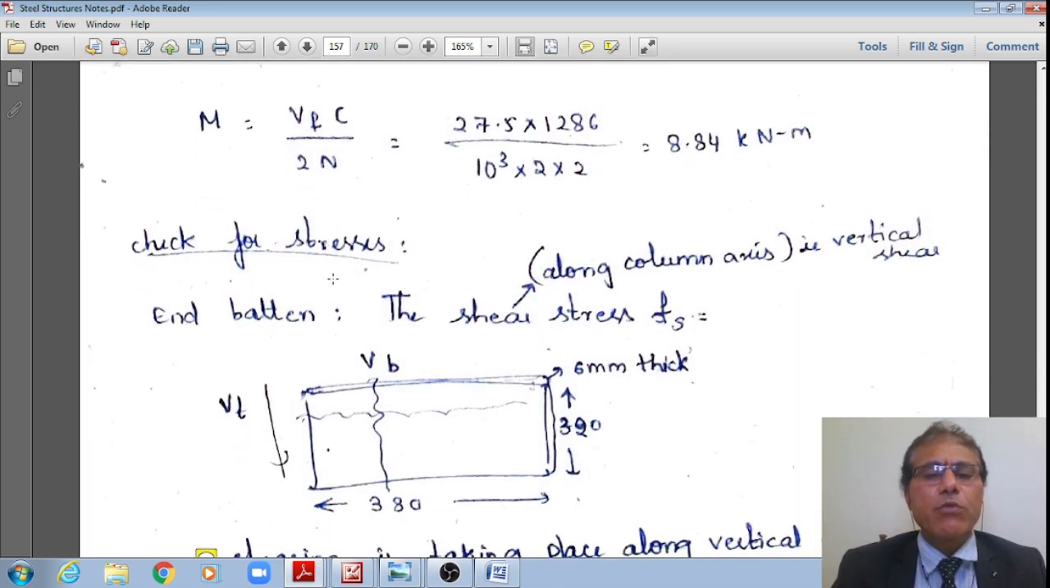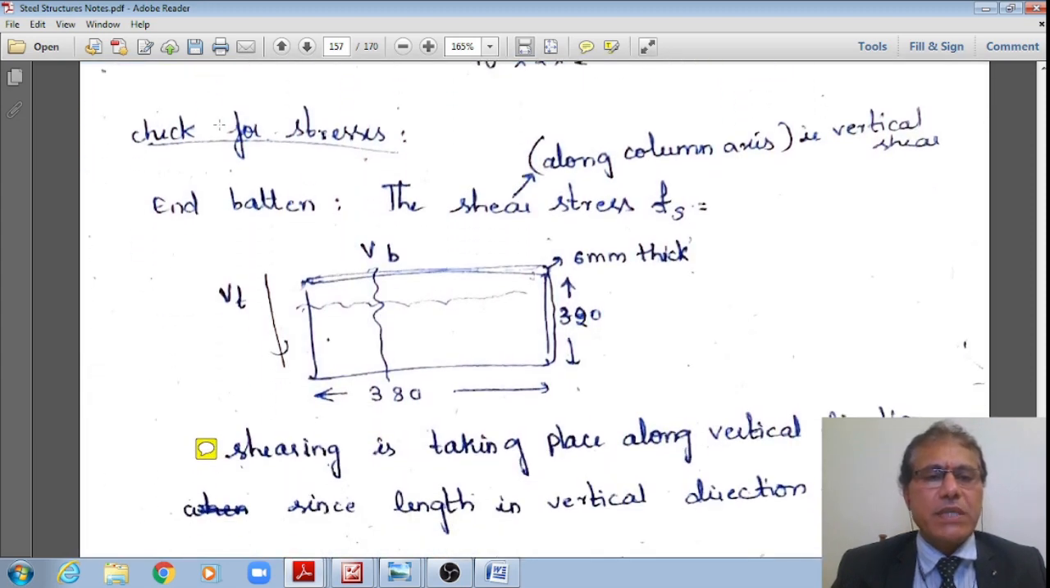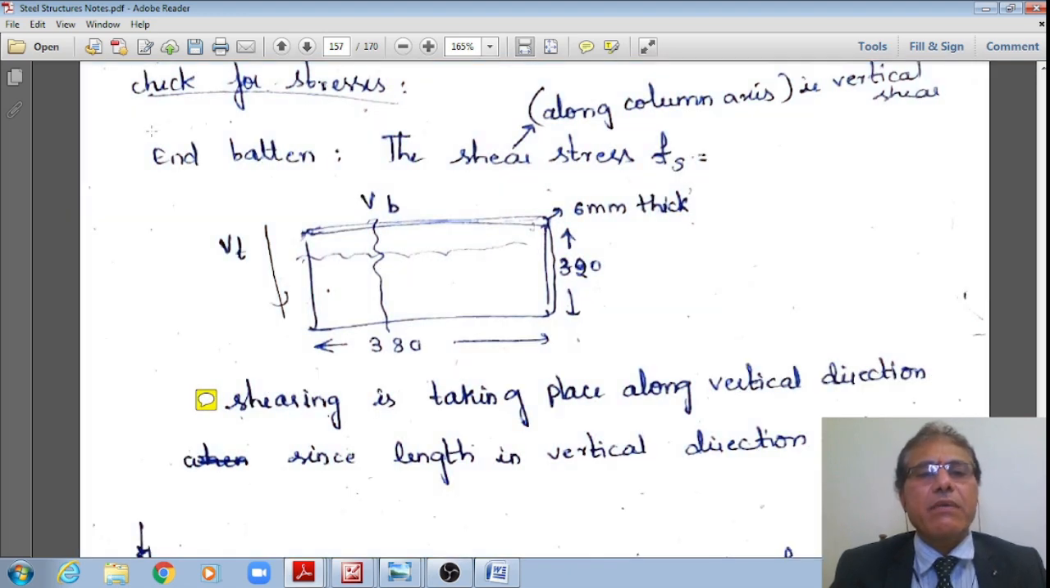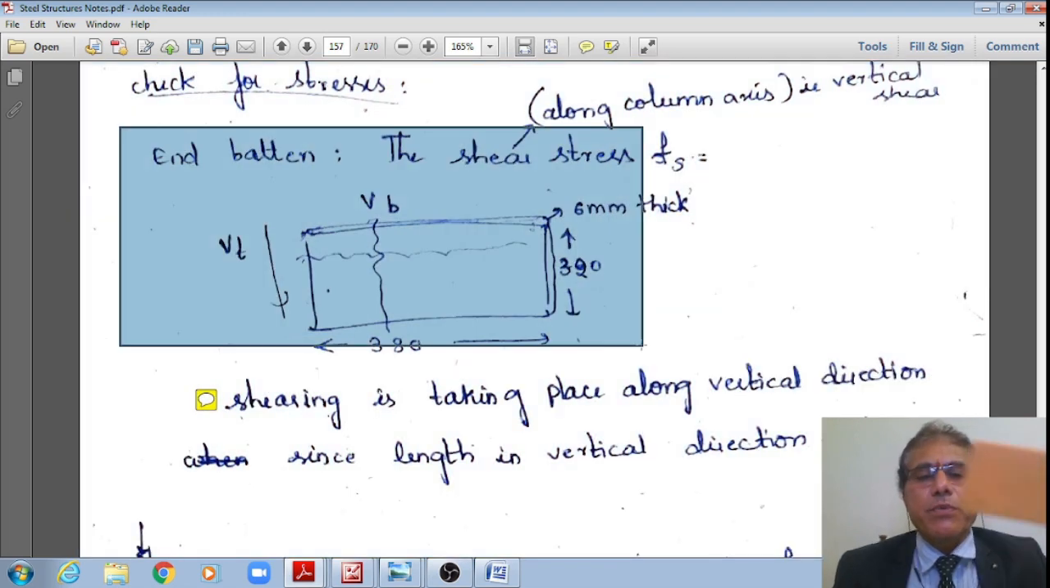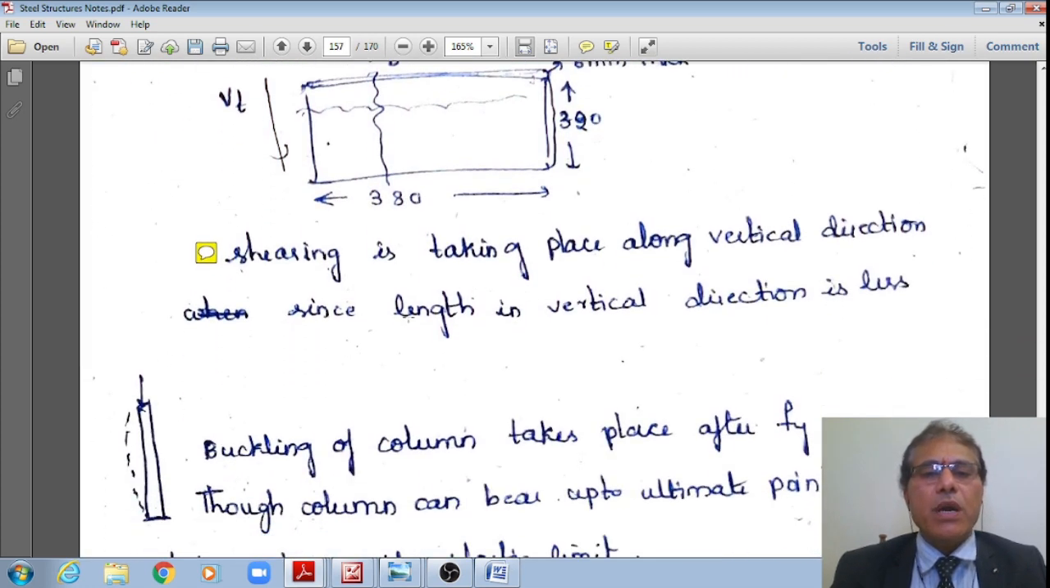Therefore, once I get this bending moment, I just got the design forces. Then what I'll do now, in the next subheading, is check for the stresses. After getting these design forces, the next step is to check for the stresses. Hence, first let me check whether this end batten, which was already provided as 380 by 320 with a thickness of 6 mm, can resist this much of longitudinal shear as well as the bending moment or not, right?